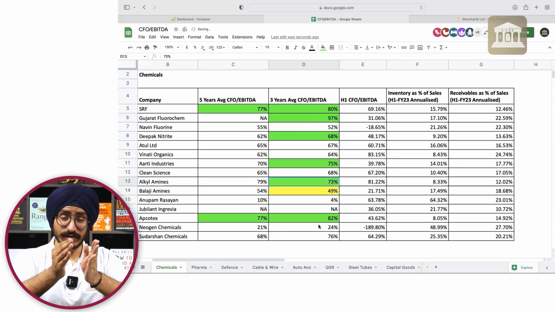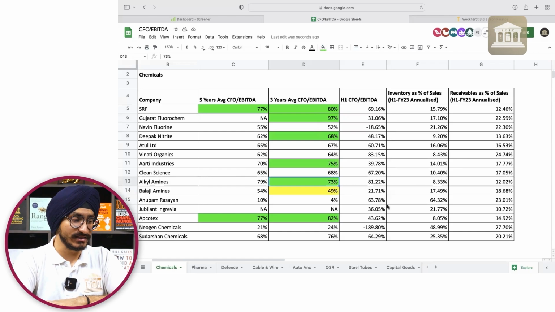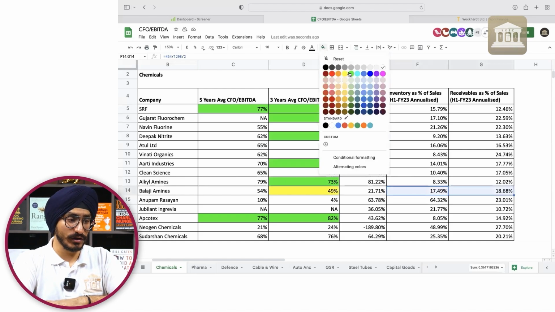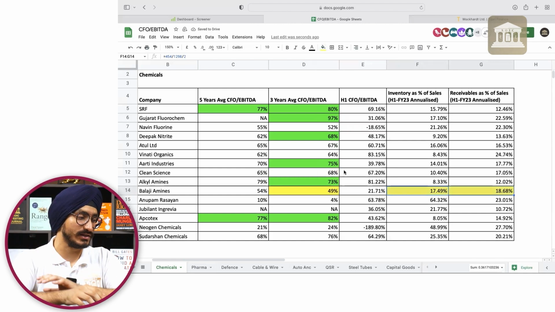So again, some people always get confused about why there is a discount between Balaji Amines and Alkyl Amines. Simple reason: if you look at inventory as a percentage of sales or trade receivables as a percentage of sales, then Balaji Amines has poorer working capital versus Alkyl Amines. So this is one of the reasons why the discount exists.